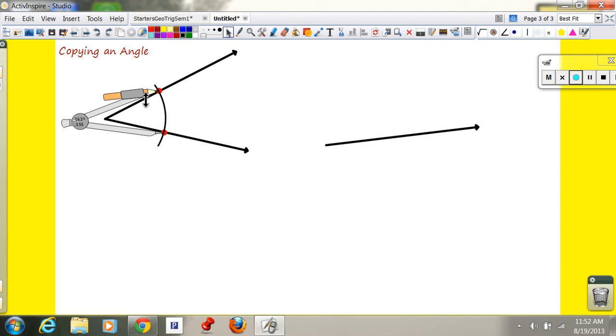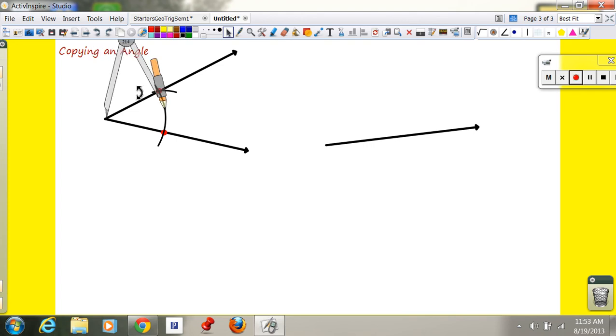And you can double check it by drawing an arc in here to make sure it goes through your dot. So you can see that mine is right on the red dot there. And I made a mistake. I forgot a step. So we're going to have to go back for a second. Go back to your compass being on the vertex. And go back to the original arc that you made.